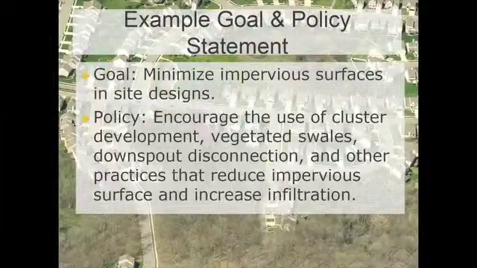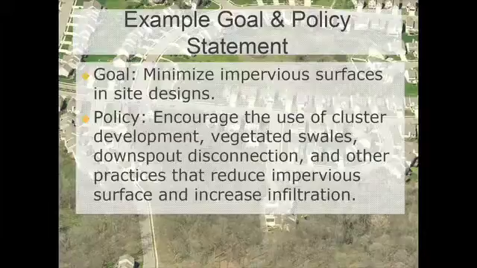So one of the things you might see, and there's a whole bunch of these in the manual, I'm not going to go through a lot of them, but it's the idea of having a goal and a policy statement. So the goal could be something like minimize impervious surface. That's our goal. We want to have less imperviousness around. So the policy statement should be encourage the use of cluster development, vegetated swales, disconnecting downspouts, and other practices that reduce these things. So you have a goal, you have a policy statement, and then from there you can have codes, a code statement that says thou shalt, or this is how you're going to do this.